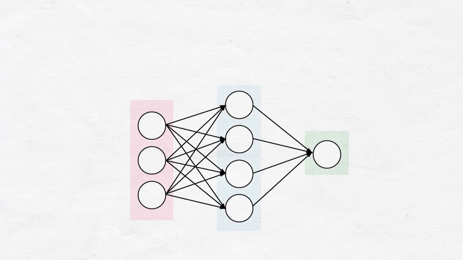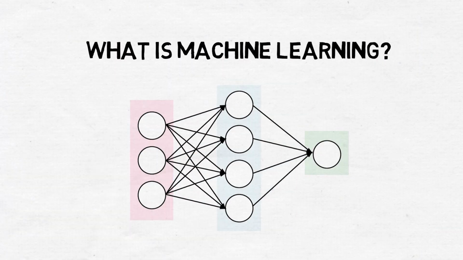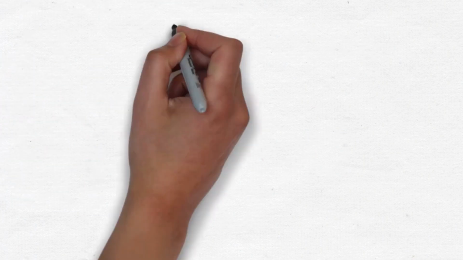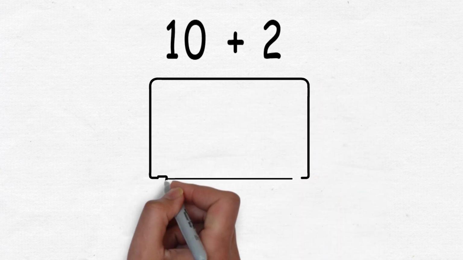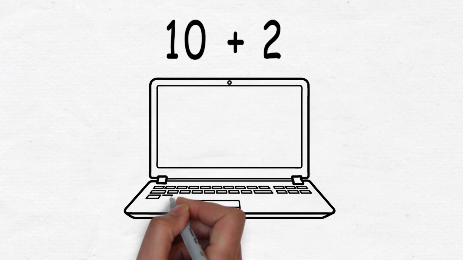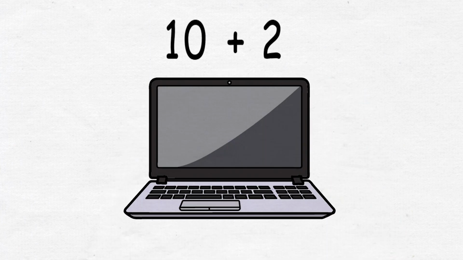First off, let's get some basic intuition of what machine learning is. Let's start with an example. Say you have the numbers 10 and 2 and you want to add them. So you open up your laptop, PC, or your mobile phone and enter the numbers 10 and 2 into the calculator with the addition operator.